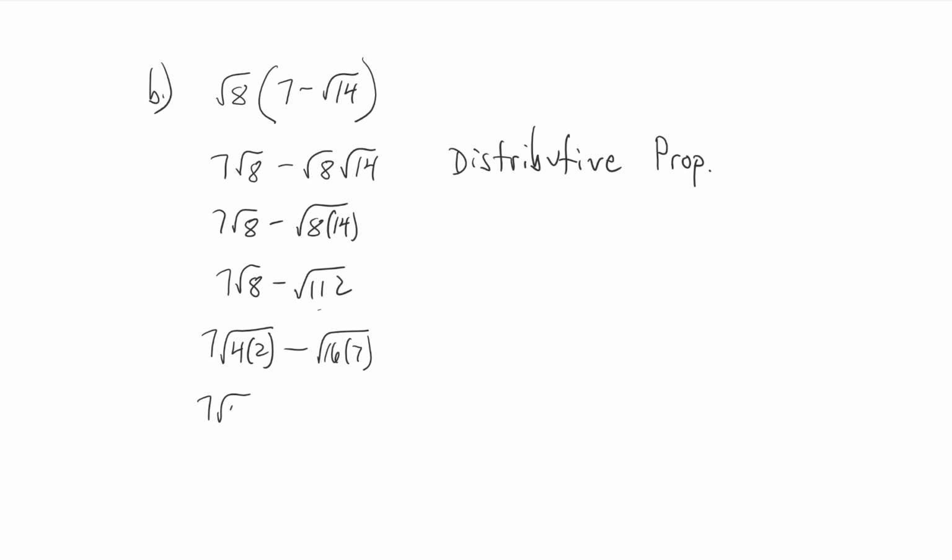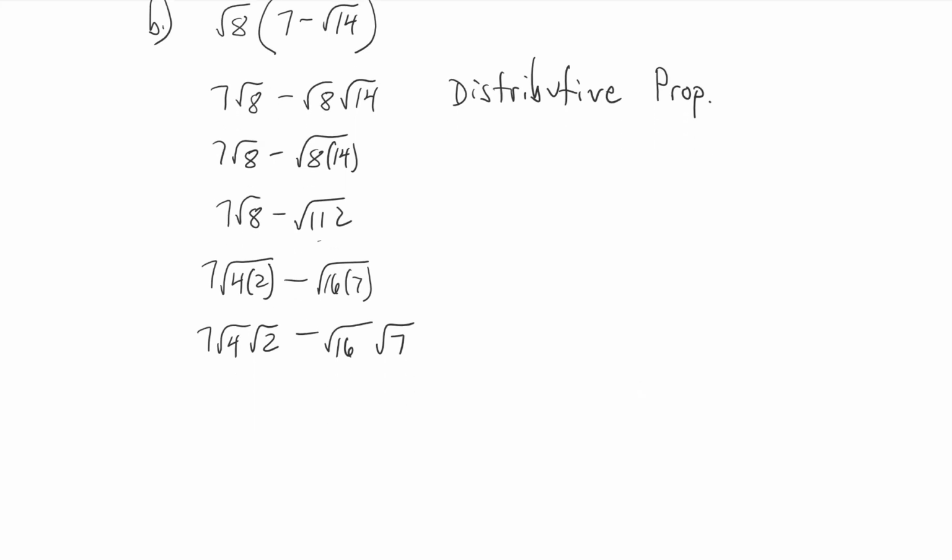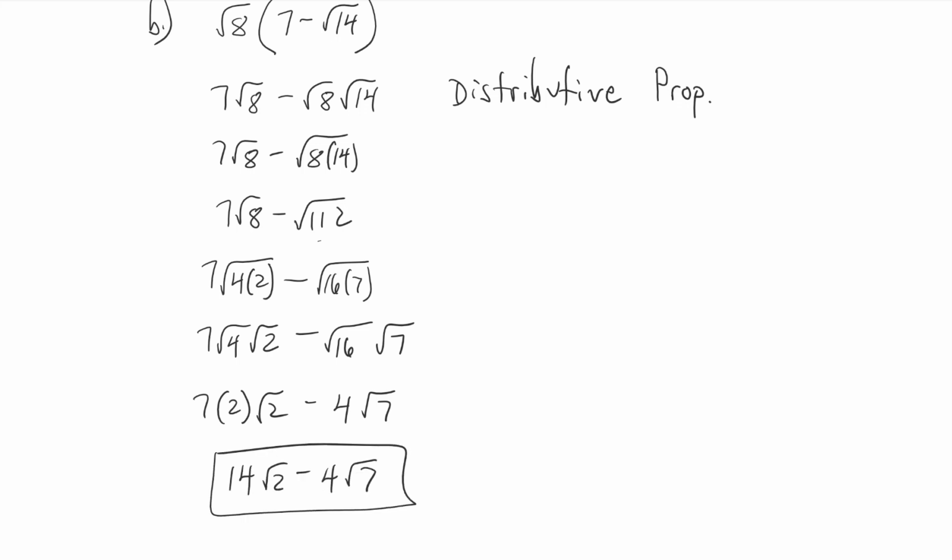So we're going to get 7 times the principal square root of 4 times the principal square root of 2 minus the principal square root of 16 times the principal square root of 7. So we're doing the simplifying part. We're simplifying the square root of 8 and we're simplifying the principal square root of 112. So we get 7 times 2 times that radical minus 4 times that radical. And I think, yep, that should be it because the principal square root of 2 and the principal square root of 7, 2 and 7 are both prime. So those aren't going to simplify anymore.